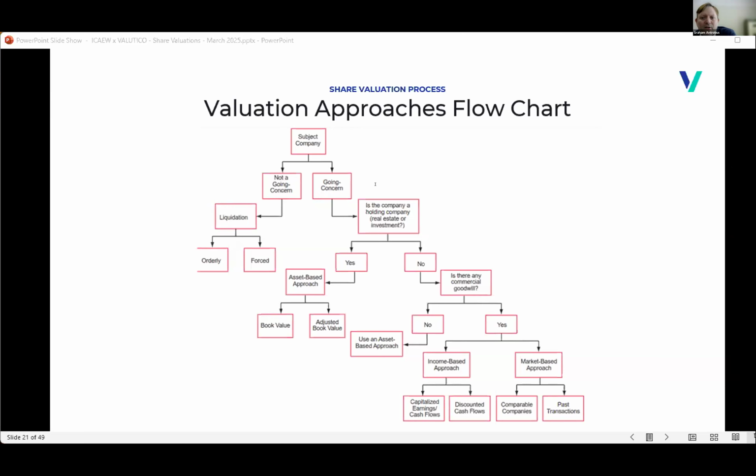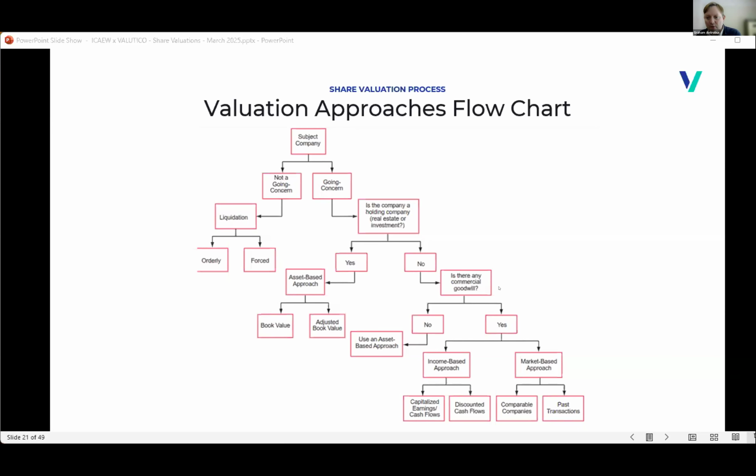If the company is a going concern, so we're following down this side of the flow chart here, the next step is to determine whether it's a holding company, such as one that's involved in real estate or investments. If yes, the valuation will typically follow an asset-based or cost approach. And if no, the presence of commercial goodwill is assessed, which is in this box here. If there is no commercial goodwill, we're back to the asset or cost-based approach.